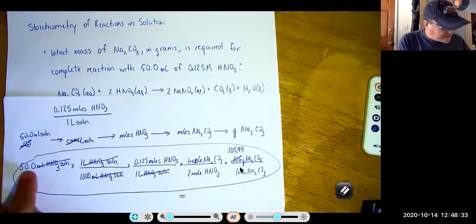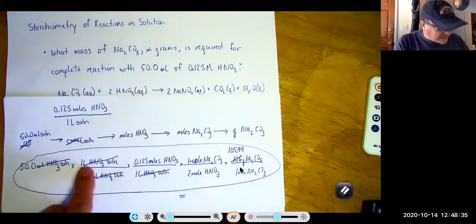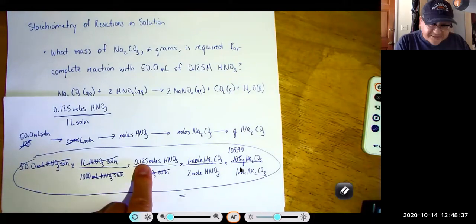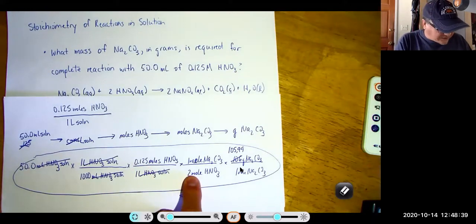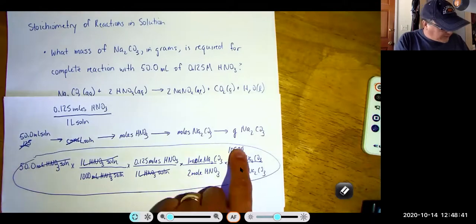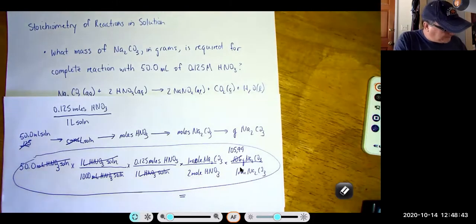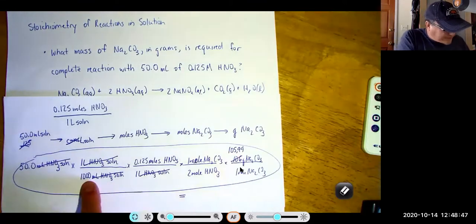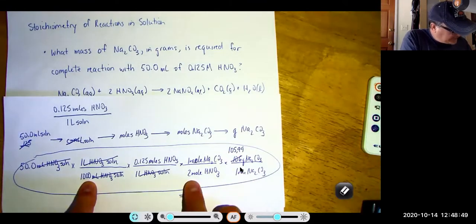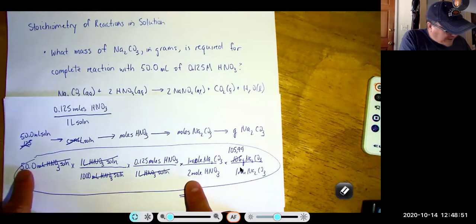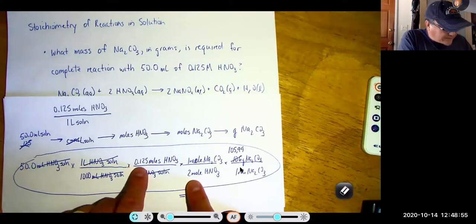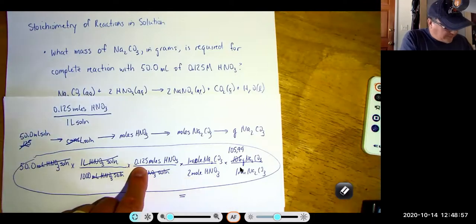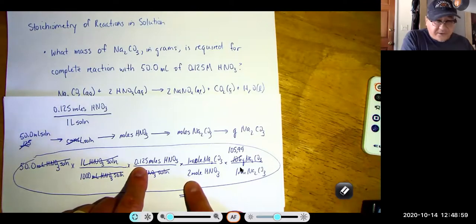So here I have 3 significant figures. This is exact, and this is exact from a balanced reaction. And 5 sig figs. So we end up with 3 sig figs. 105 goes into 1,000 10 times. 10 goes into 55 times. 5 times 0.125 is like 0.6. 0.6 divided by 2 is 0.3.